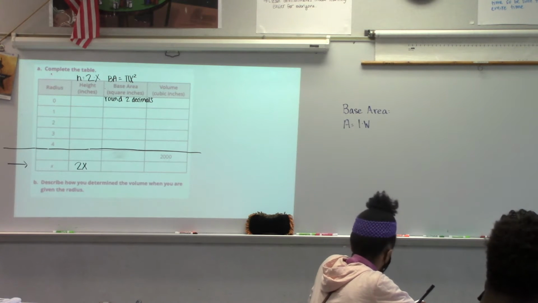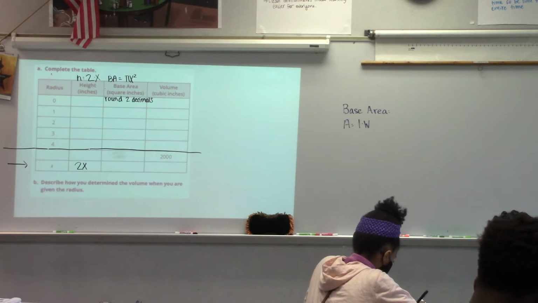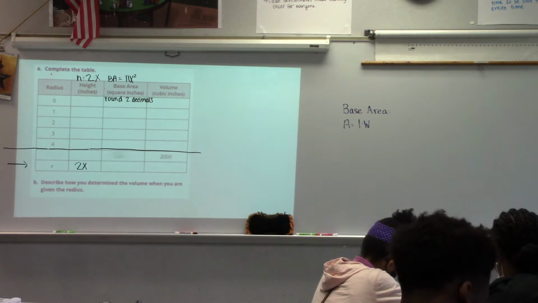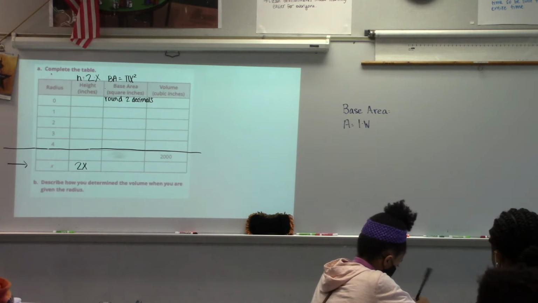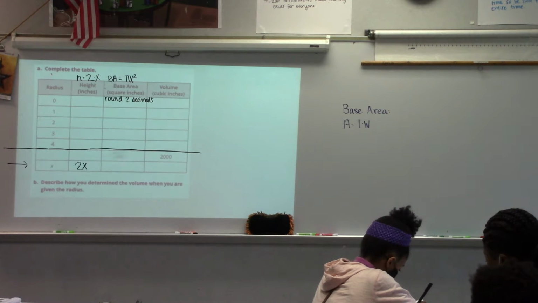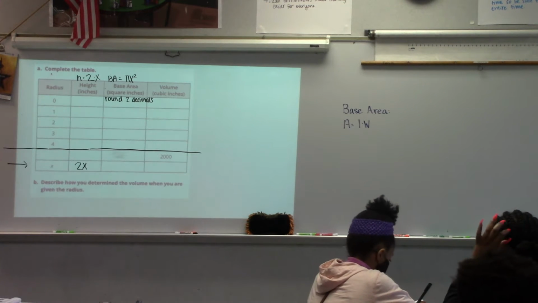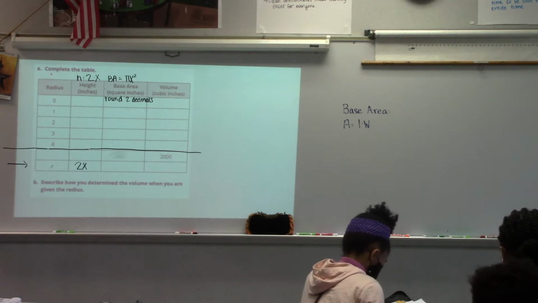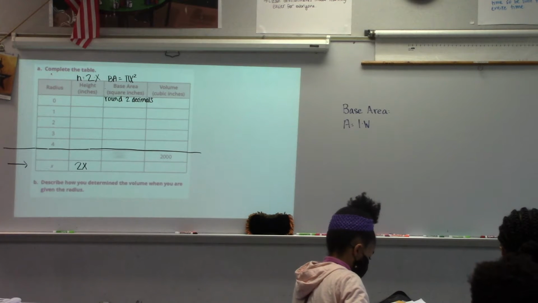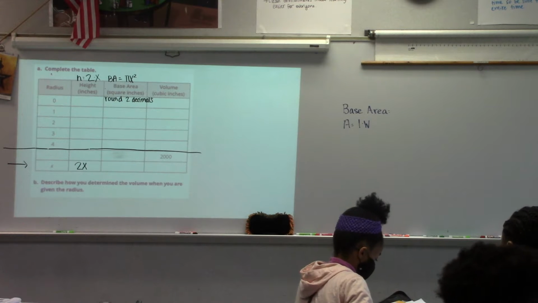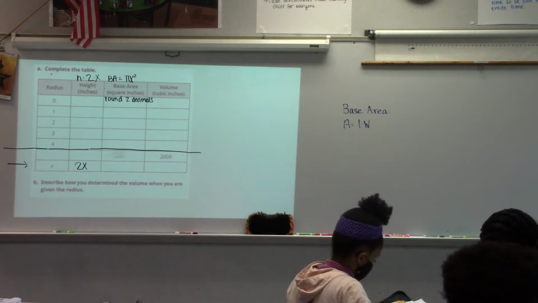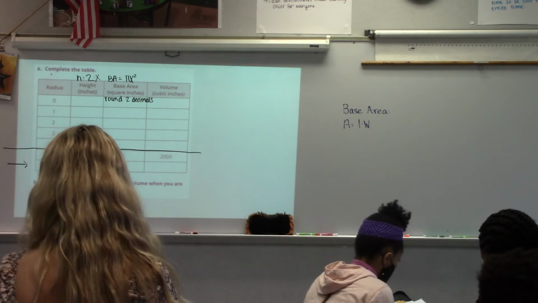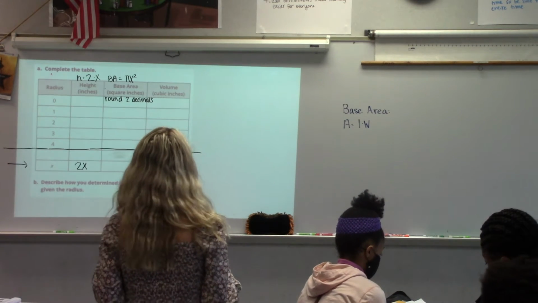I think it's 0. No, because remember I was saying it's not going to be 5 because we can't follow that pattern. Yeah, we all got it. But how did you get this? Base area. Okay, so could you set your base area times the height equal to 2,000 and solve for x? Think about how you can set it equal to 2,000 and work backwards to solve for x.